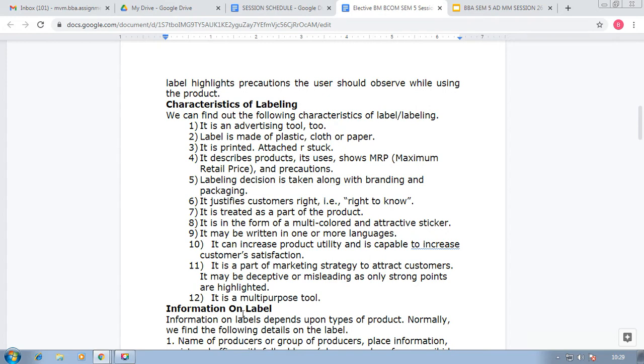Labeling is a multi-purpose tool, because labeling educates the customers. Labeling is a silent salesman, because only through the label can customers know lots of information. They don't want to ask the shopkeepers or middlemen about certain information related to the products, and so labeling serves many purposes. It is a multi-purpose tool for the marketer. It is one weapon through which they can serve so many purposes and objectives through this particular process.